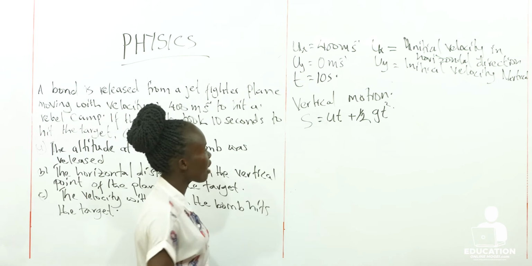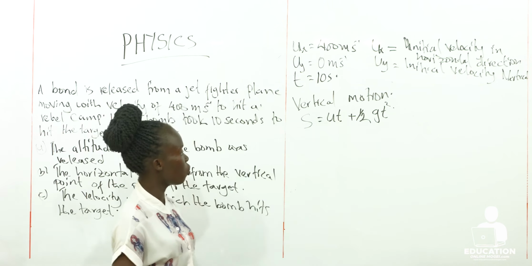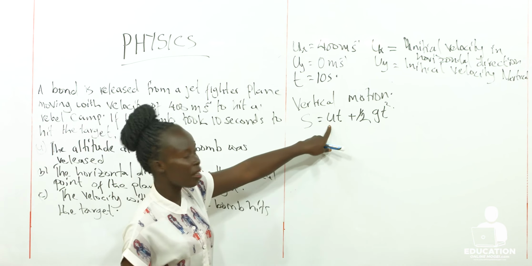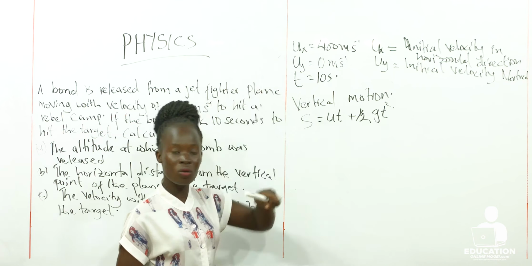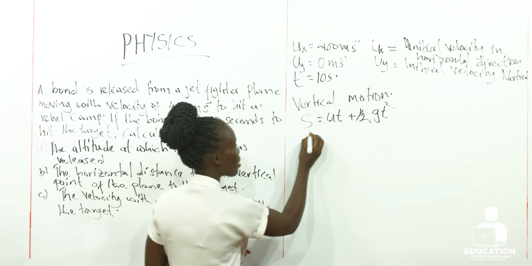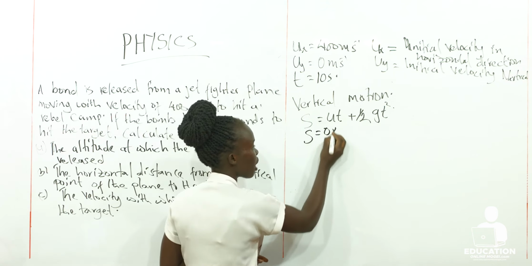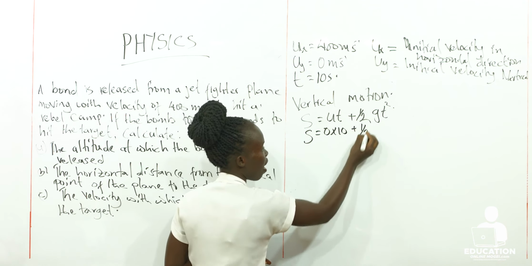So if we have like that, what do we have as value of u? Here, because we are taking the vertical motion, our u at a maximum height is equals to 0. So we shall have it as our s is equals to 0 times the 10 plus a half.